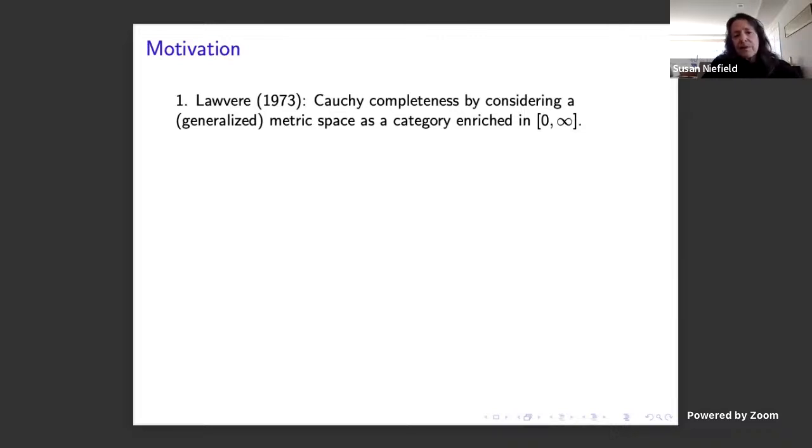And people refer to them as Lawvere metric spaces or generalized metric spaces because they're missing one of the axioms, but everything he did would work if you add the axiom. Okay.